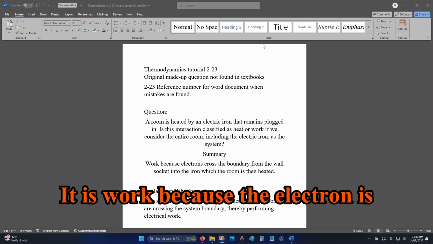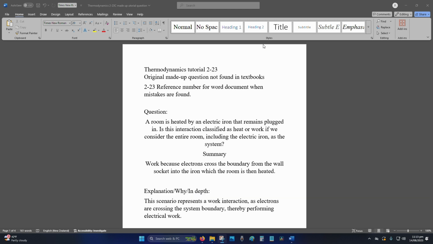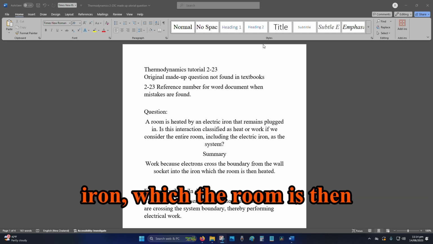It is work because the electron is crossing the boundary from the wall socket into the iron, which the room is then heated.